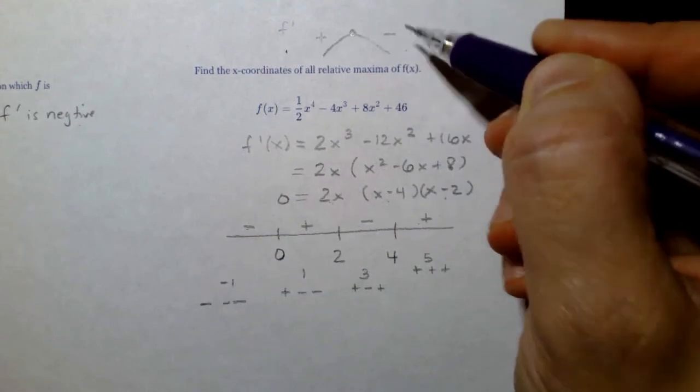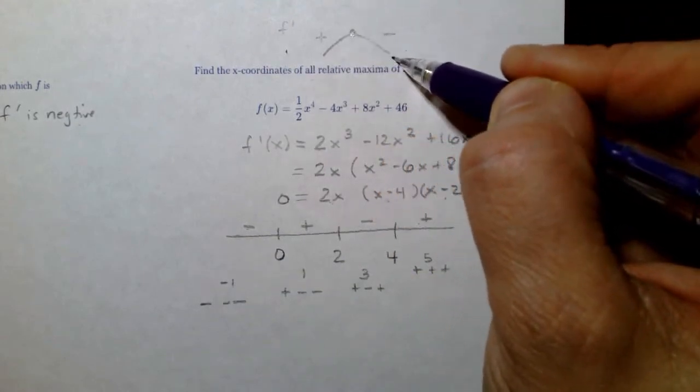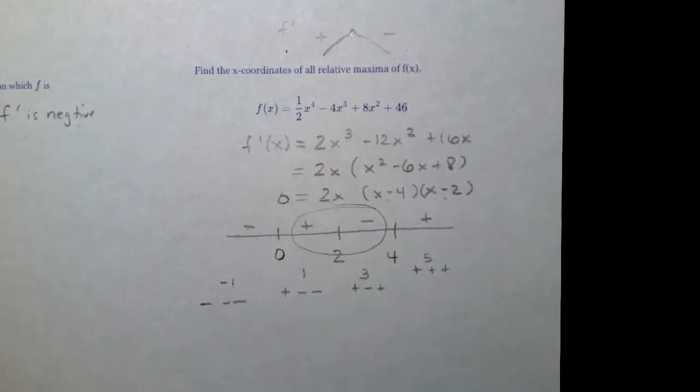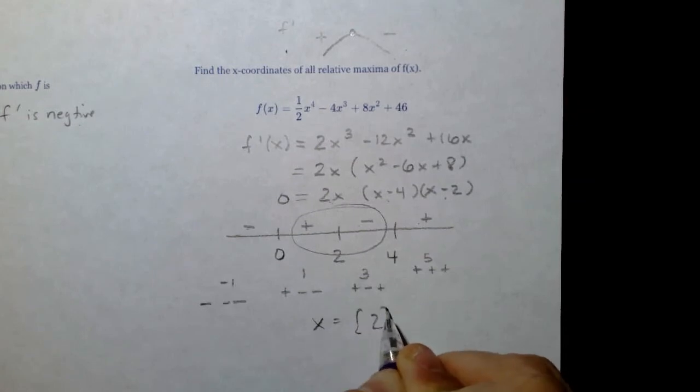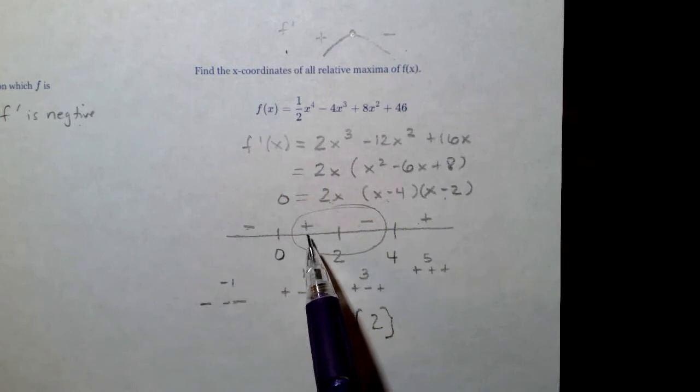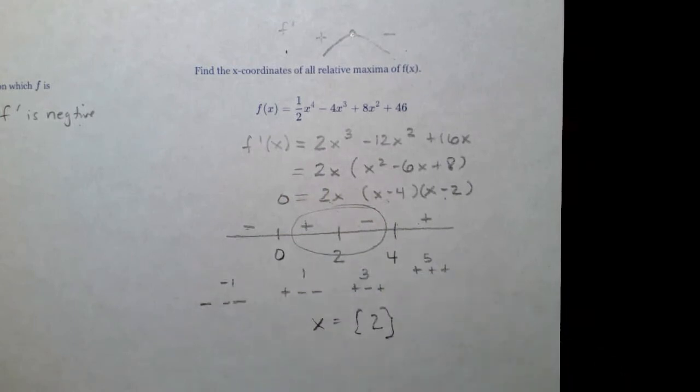If you remember, the relative max should have a positive slope followed by a negative slope. That only happens here, which means when x equals 2, I have a relative maximum because the slope changes from positive to negative.